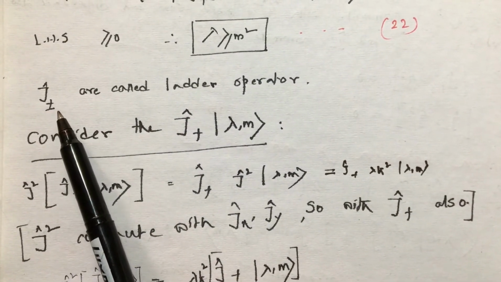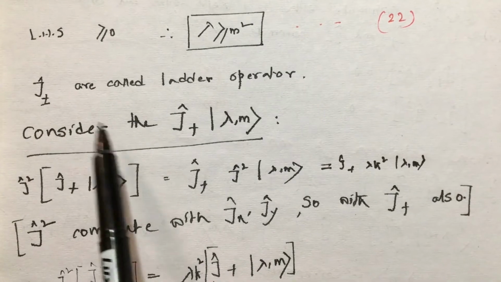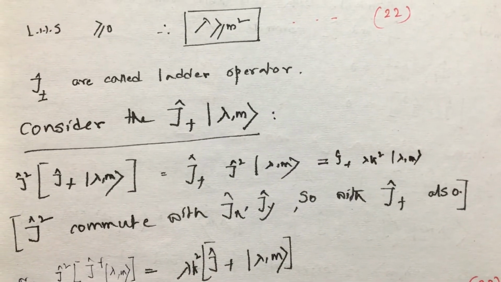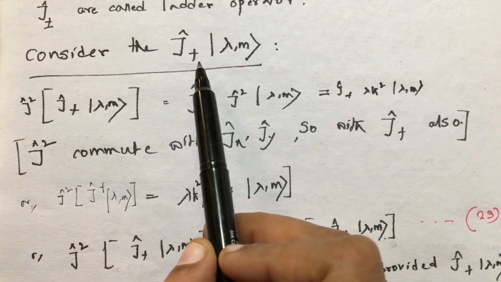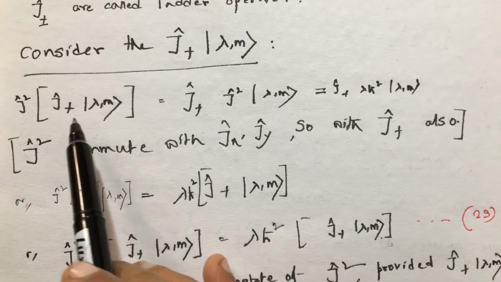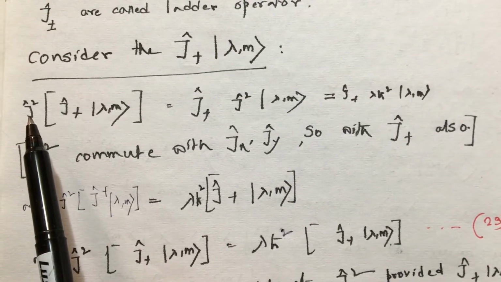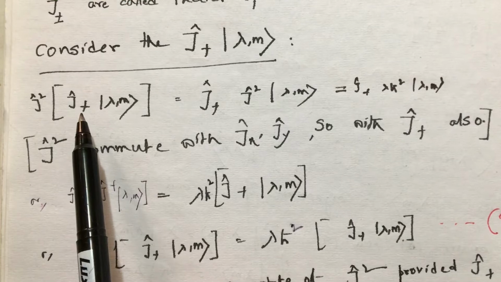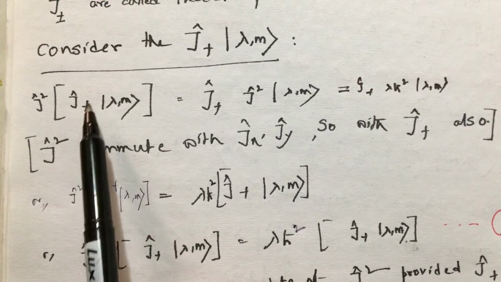Now these operators J plus minus are called ladder operators. Just for recall, J plus minus is a combination of Jx and Jy. Now we will prove why these are called ladder operators. We will consider the state J plus lambda m. For the time being, we consider this as just a state. On this state, the J squared operator is operating. As J plus equals Jx plus iJy, and J squared commutes with Jx and Jy both, J squared commutes with J plus also.